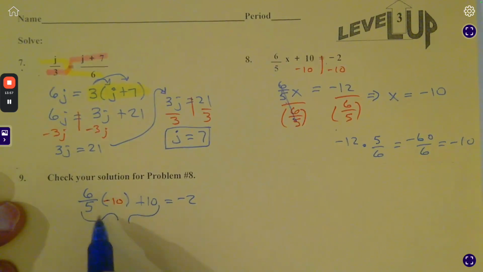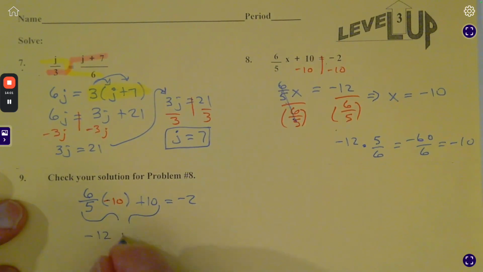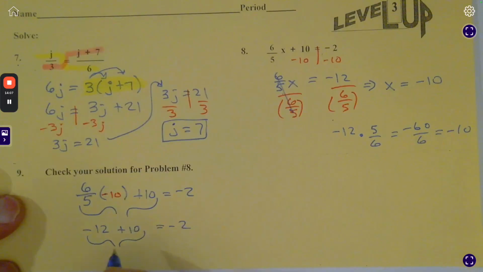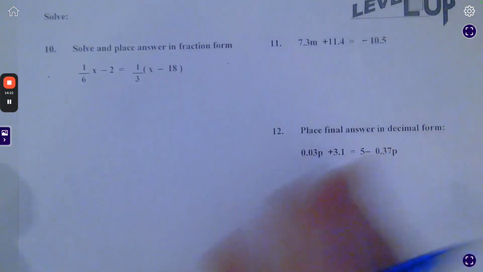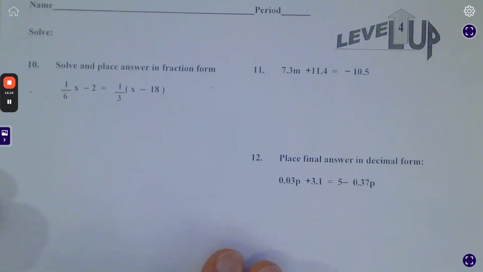So 6/5 times negative 10 is negative 12. Simplify this some more. Negative 12 plus 10 is negative 2. Negative 2 equals negative 2 is correct. That's how you know you're right. So you get to come up to me, hand me this paper, and you know what? I'm going to give you the last level, level number 4. It's a great way to study for a test.